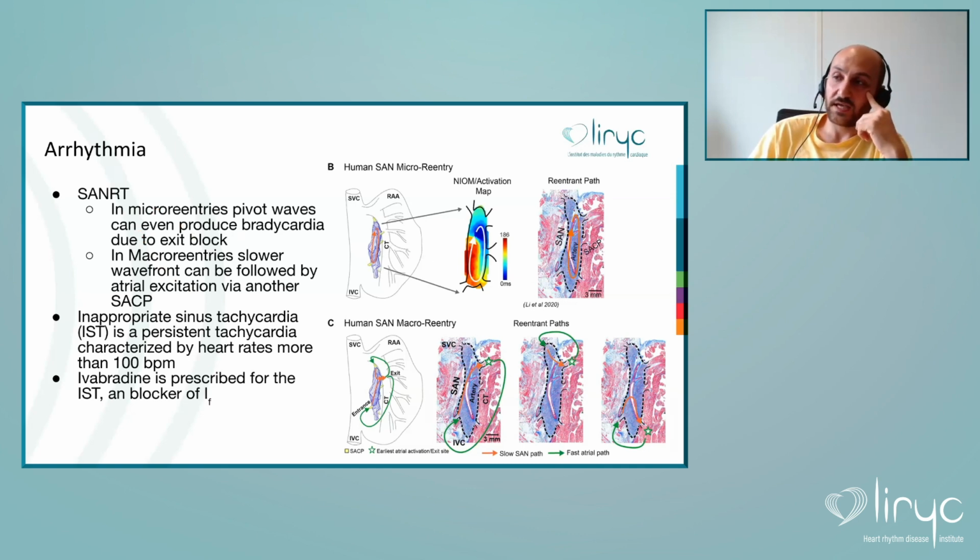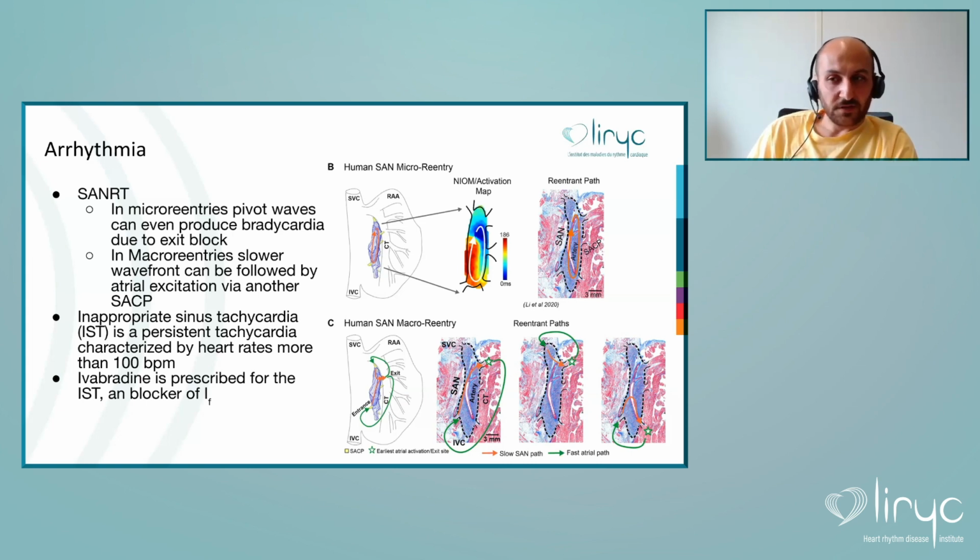In the microreentries, because of the fibrosis and the fat inside the SA node, the circuit can be inside the SA node and move inside it. You can call it a micro reentry. And the funny thing is that because of the exit block, sometimes it can show itself as a bradycardia instead of tachycardia. And this is about the micro reentries. About the macro reentries, it can happen between two conduction pathways because of the difference in the refractory time of the conduction pathways.